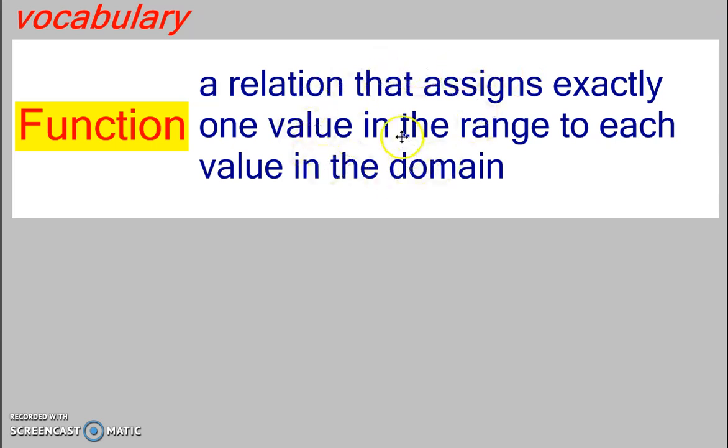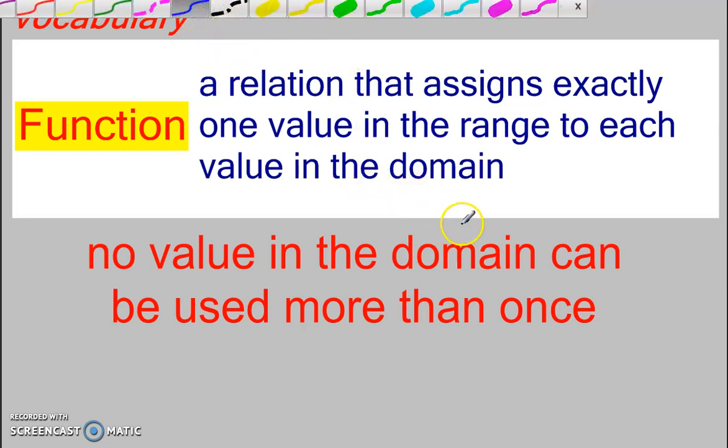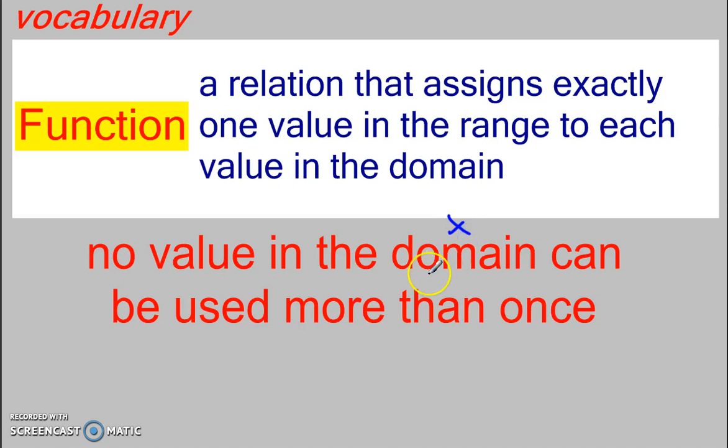That's a little confusing, so remember this. No value in the domain can be used more than once. Go ahead and write that down. No value in the domain. That means no x value. Okay? No x value. Remember, domain is x, range is y, and an x value can't be used more than once.